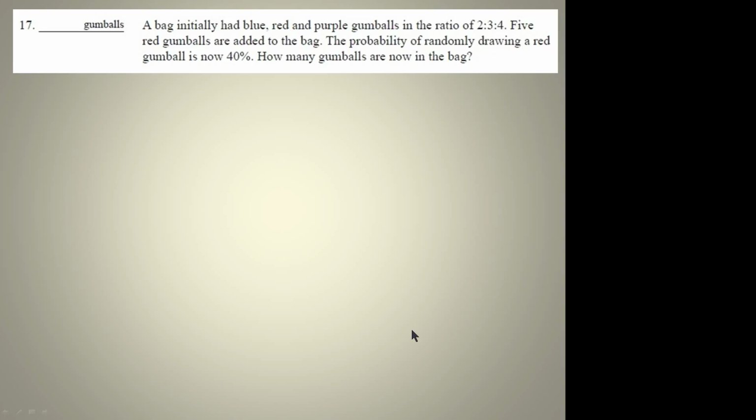Okay, number 17. A bag initially had blue, red, and purple gumballs in the ratio of 2 to 3 to 4. 4 red gumballs are added to the bag. The probability for randomly drawing a red gumball is now 40%. How many gumballs are now in the bag?